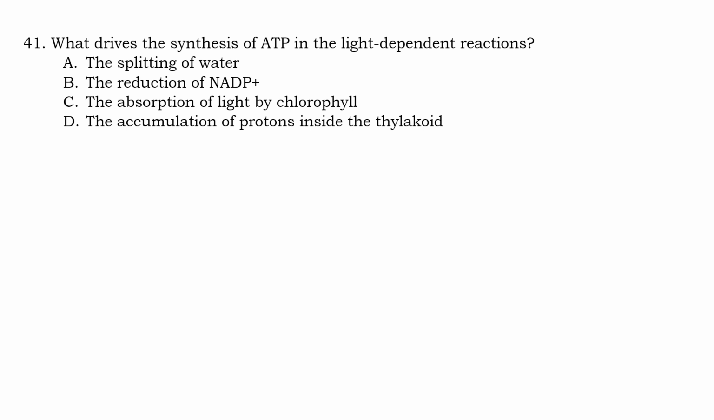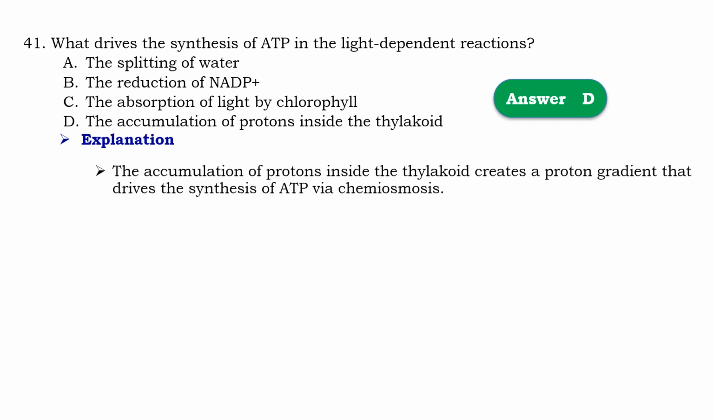Question number 41. What drives synthesis of ATP in light dependent reaction? So that should be D, the accumulation of protons inside thylakoid. Means that the accumulation of protons inside the thylakoid creates a proton gradient that drives synthesis of ATP via chemiosmosis.